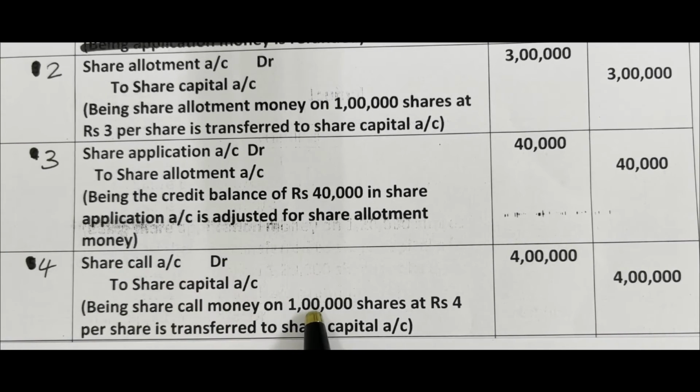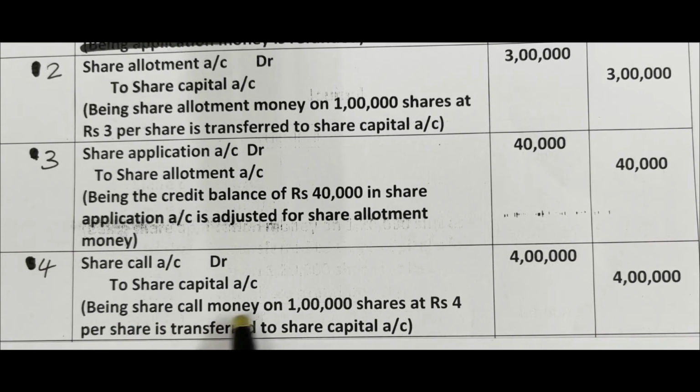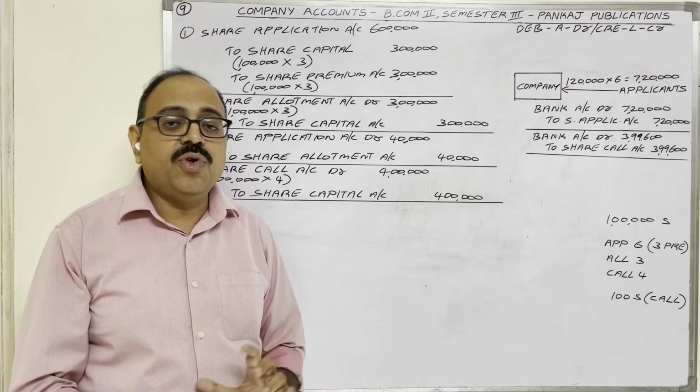Share call money on 1 lakh shares at the rate of 4 rupees each, 4 lakh rupees, we are transferring to share capital. Mention that as a narration: Being share call money on 1 lakh shares at 4 rupees per share is transferred to share capital account. Next entry is for forfeiture.